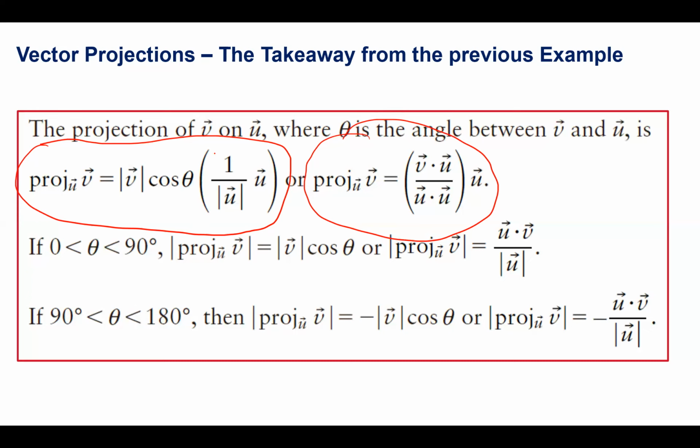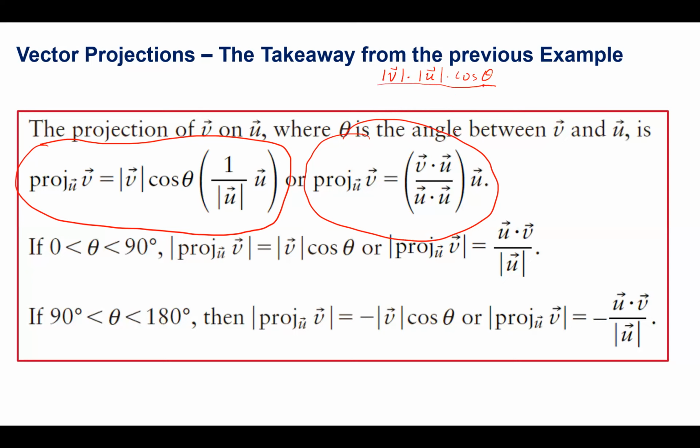And you see why these two formulas are the same? Because the second formula can be converted to the first one. Why is that? Because the dot product of v and u can be expressed as the magnitude of v times the magnitude of u times cosine theta. This is according to the definition of dot product, right?